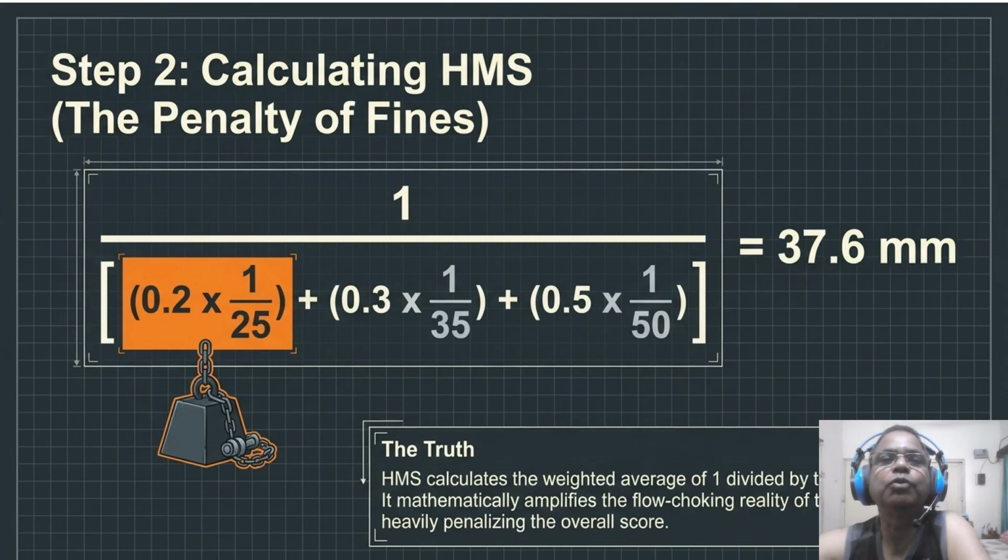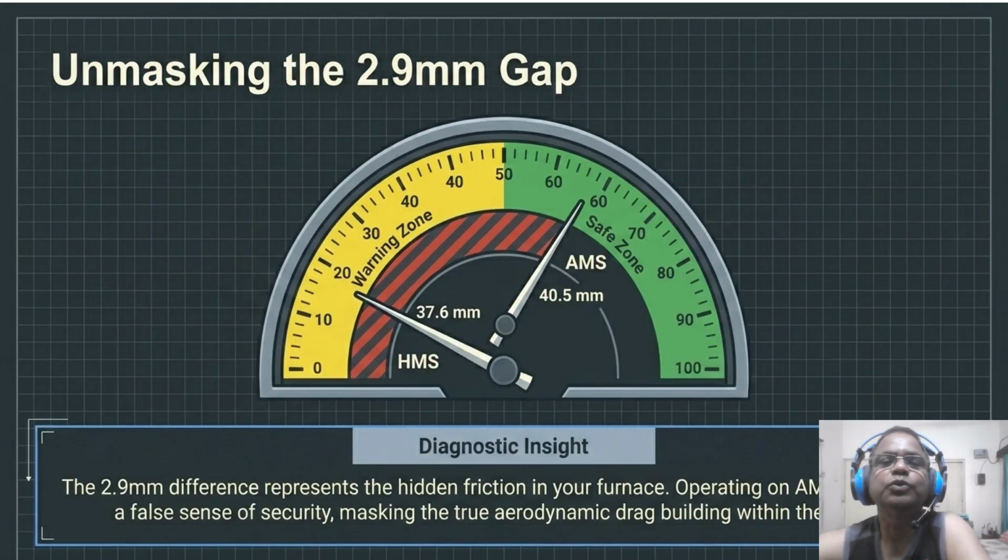Because that is the one that predicts your next shift's stability. But where do these fines come from? We have to understand the journey of a single coke lump. To manage the HMS, we have to understand how a 50 millimeter lump becomes a pile of dust. So follow the coke's descent.